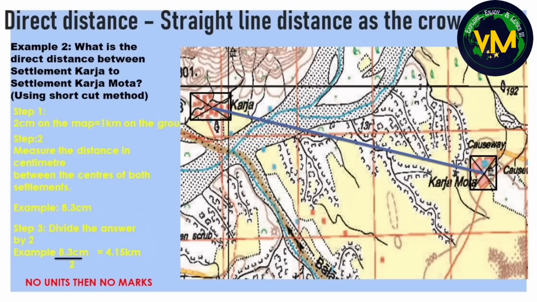But when they are asking from one settlement to settlement, like from Karja to Karja Mota, then you have to draw a square or a rectangle connecting the boundaries of the settlement and draw a diagonal to find the center of the settlement. And from the center to center, you take a scale, measure it in centimeter and divide the answer by 2. So here I am getting the answer as 8.3 centimeter. So when I divide it by 2, the answer is 4.15 kilometer.